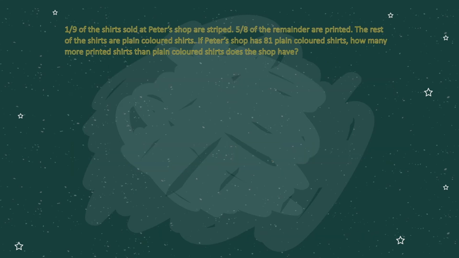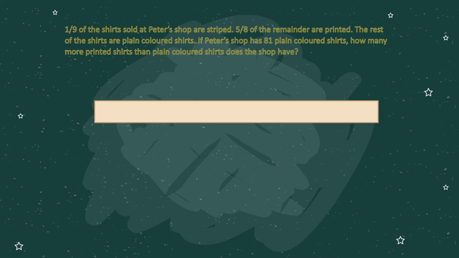1/9 of the shirts sold at Peter's shop are striped. 5/8 of the remaining are printed, and the rest are plain colored. If Peter's shop has 81 plain color shirts, how many more printed shirts than plain color shirts does the shop have? Well, that's a mouthful, isn't it? And it looks very confusing. But don't fret, let's just draw a bar.